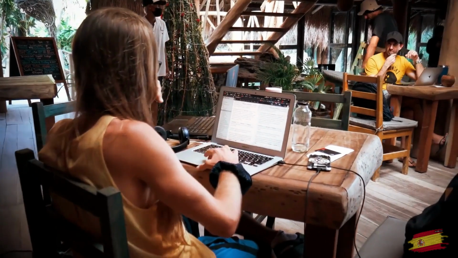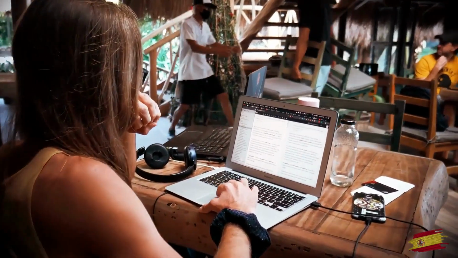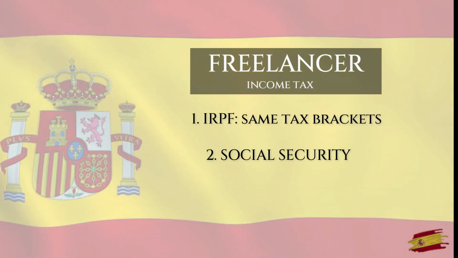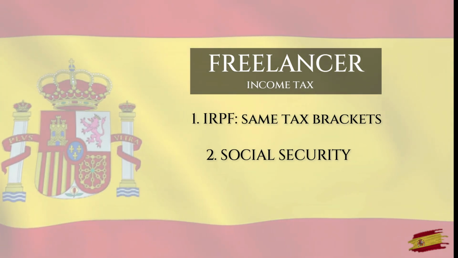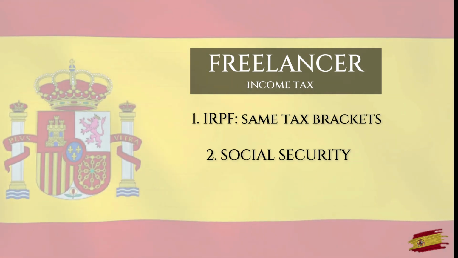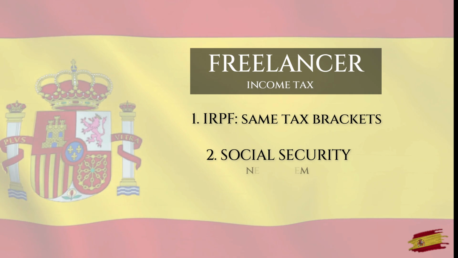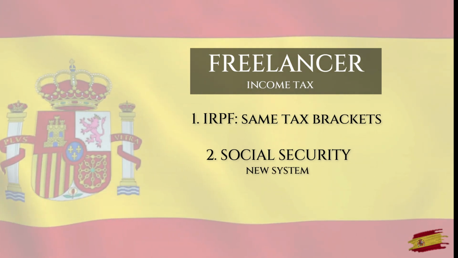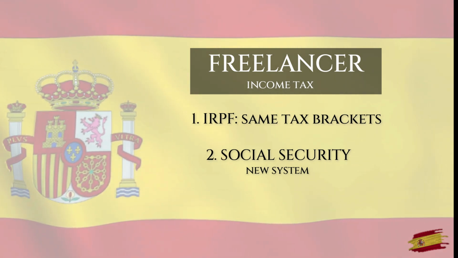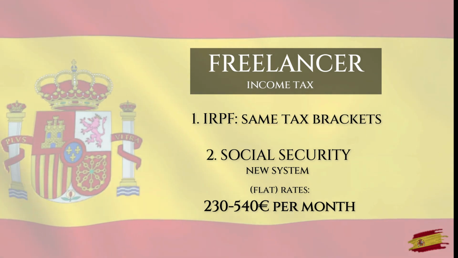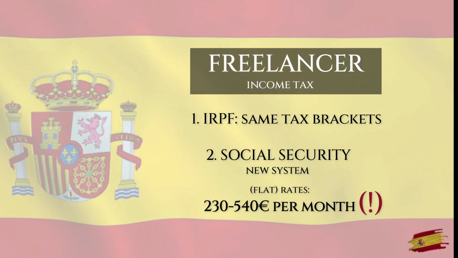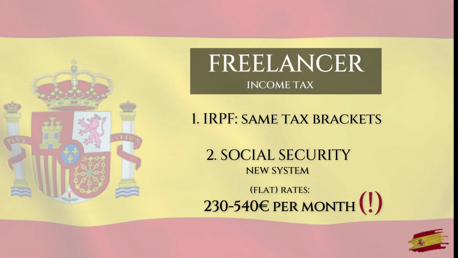If you are self-employed, for example as a freelancer, the income tax situation is similar in the sense that you have to pay Social Security and income tax. The main difference here is that you have to pay the Social Security contributions yourself, while the IRPF tax brackets are the same as for a salaried employee. The payable Social Security amount does, according to a new system that has recently been introduced, also depend on your average income as a self-employed individual, so expect to pay between 230 and 540 euros per month as a flat rate. And even if you make only little to almost nothing in terms of income one month, you will technically still have to pay this fee.